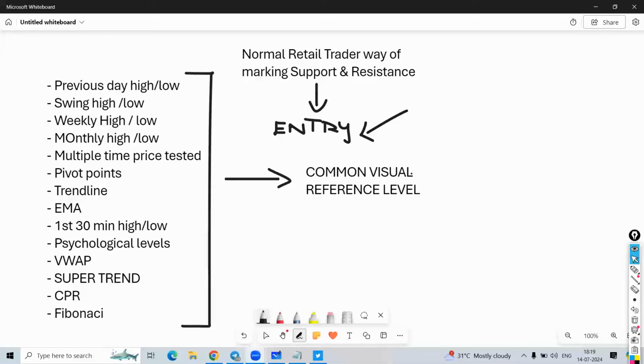Now all these 13, 14 reference levels which retail traders use to mark support and resistance, I have written over here. So all these retail traders used to take entry. How many of you agree with this? Yes, no.